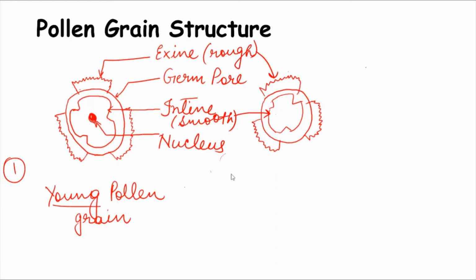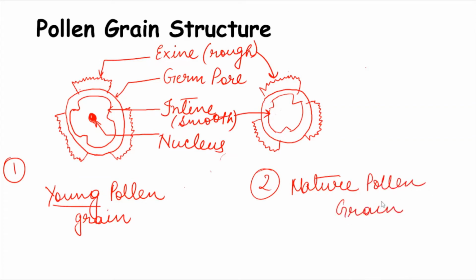Now let us see the second diagram. This depicts a mature pollen grain. Now there is a difference, children, between the young and mature pollen grain. What is the difference? Give me some time, I am teaching you. All the parts are as they were, but there is a huge change in the nucleus. There are two structures inside this pollen grain once it attains maturity, that is, once it becomes sexually mature.